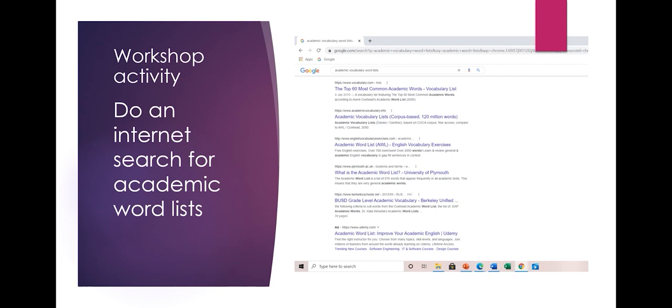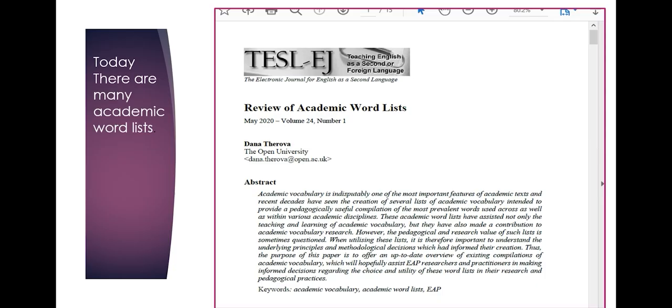Today, when I did a Google search for academic vocabulary word lists, there were many that showed up. And there's even an article in TESL-EJ, available on the net, Review of Academic Word Lists, from May 2020, volume 24, number 1, written by Dana Therova. Here you have a list of several different academic word lists, and you can look at them today. As I said, there's quite a few. It's a very popular thing today.